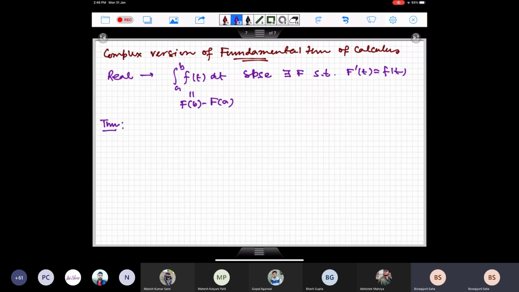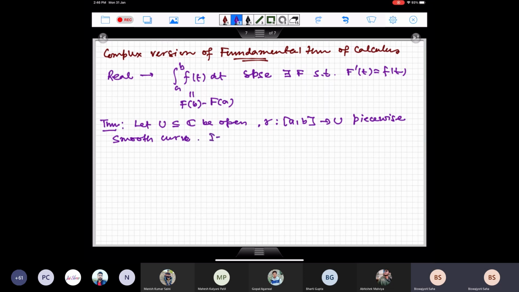So, theorem: let U, a subset of C, be open, and let gamma from the closed interval [a,b] to U be a piecewise smooth curve. And let f from U to C be a continuous function such that f has a primitive.